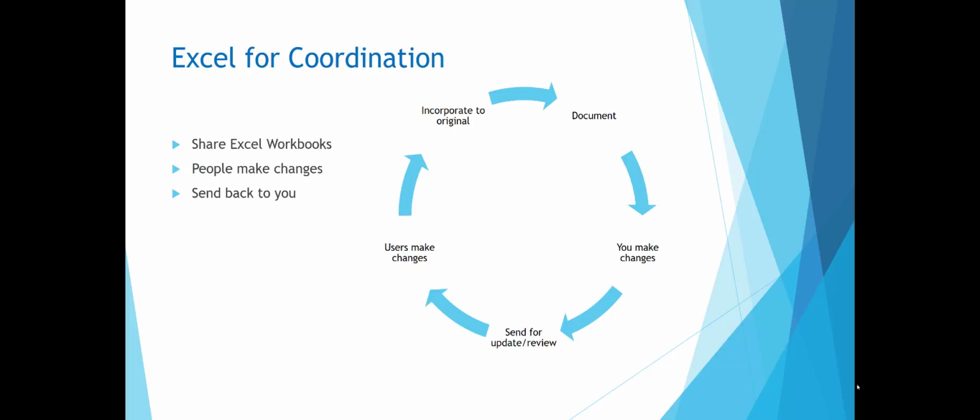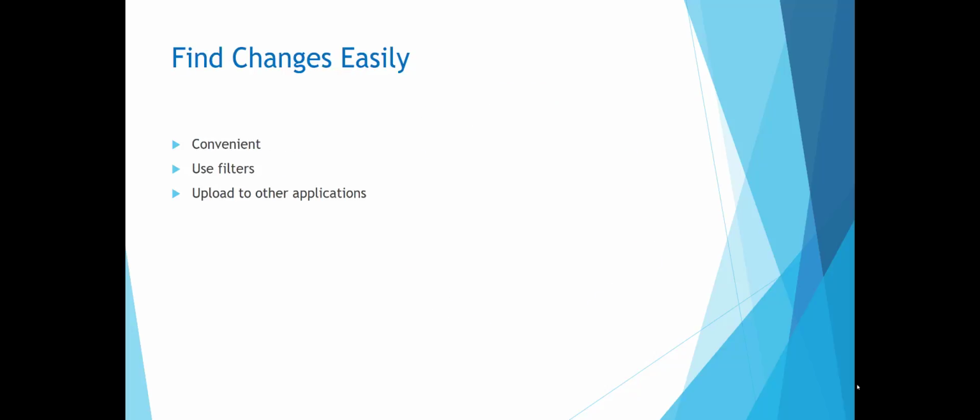You send that out for update or for review. Users make changes or tell you what changes they'd like made by you. They give that back to you, you incorporate it into the original, and then the cycle repeats itself, perhaps weekly or monthly. It would be convenient to find easy ways to filter and upload that information to other applications. And we can do that with conditional formatting and filtering.